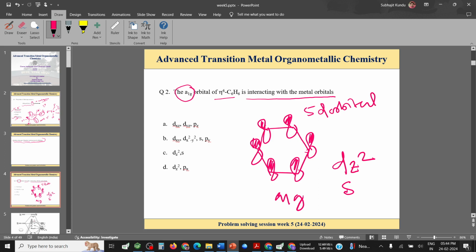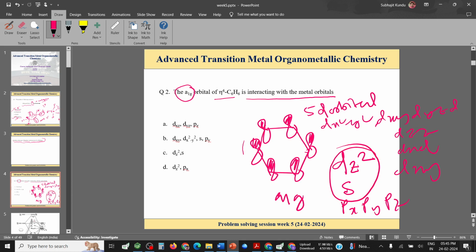So for metal we have the 5 d orbital, that is dx square minus y square, dxy, dyz, dxz, and dz square. Then the 3 p orbital px, py, pz. With this type of symmetrical interaction where no node is present, only the dz square and s orbital are responsible for this interaction, and the answer will be dz square and s, and this gives the sigma type of interaction.